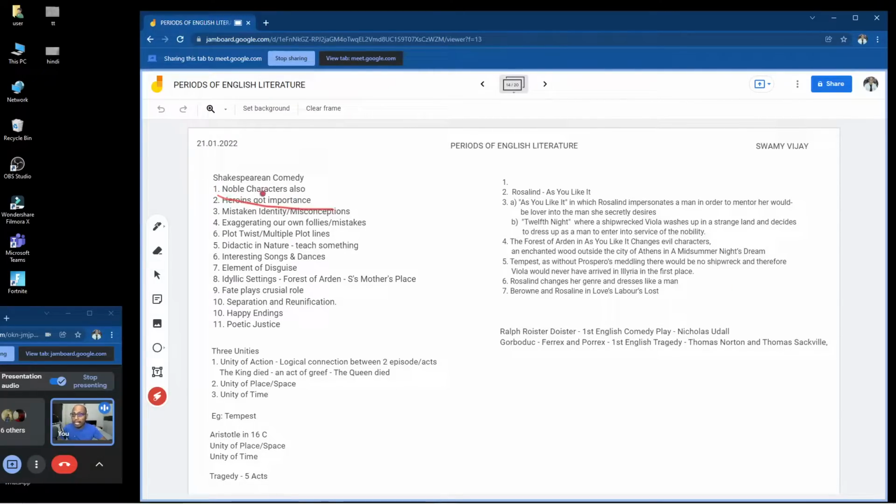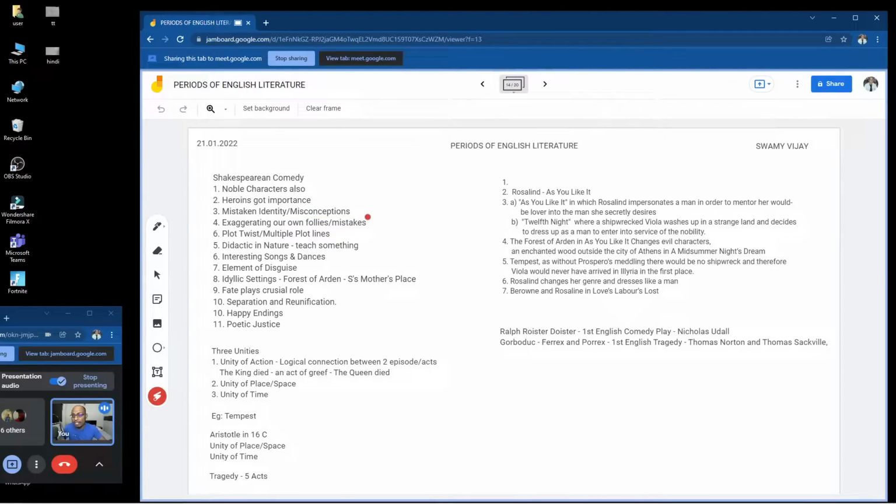There are noble characters also. Shakespeare included even noble characters. Shakespeare tried to create fun even with the noble characters. Generally, in the classical tradition of writing drama, noble characters are meant for tragedy, and commoners are meant for comedy. But he has used noble characters in Shakespearean comedy also. And in Shakespearean comedy, heroines got importance, and there is mistaken identity or misconceptions.